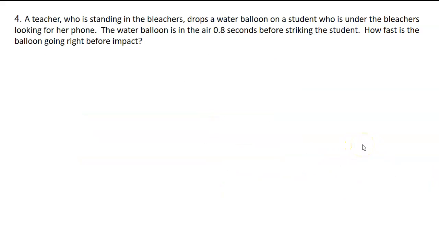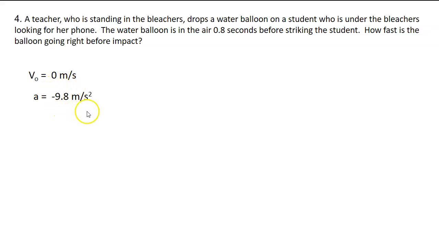A teacher who was standing in the bleachers drops a water balloon on a student who is under the bleachers looking for her phone. The water balloon is in the air for 0.8 seconds before striking the student. How fast is the balloon going right before impact? Well, let's list out what we know. The teacher standing in the bleachers drops a water balloon. So that's starting from a velocity of 0. So it starts in her hand.